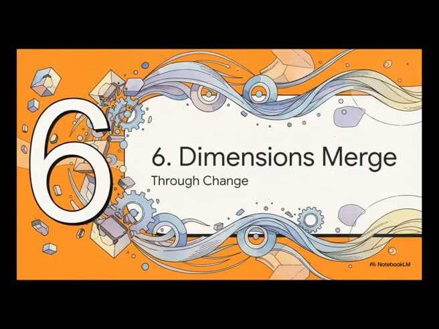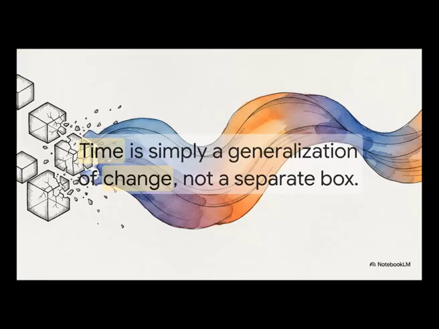Section 6, how dimensions merge through change. So, we've essentially torn down the whole idea of the universe being built out of separate little boxes. Like the title of our explainer says, dimensions merge through change. Space doesn't just stop where time begins. They bleed into one another seamlessly. So where does that leave time? Well, time isn't a separate container at all. Time, as we actually experience it, is simply a generalization of change.